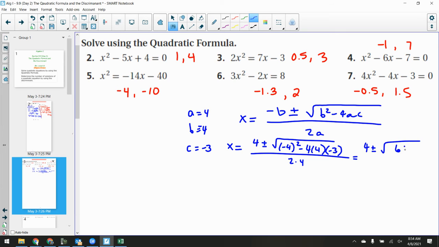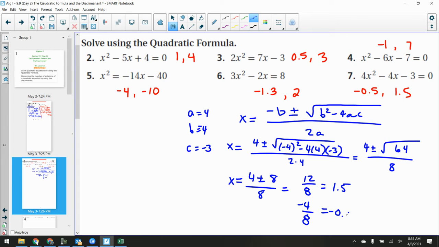64 over 8, which gets us 4 plus or minus 8 over 8. So that's 12 over 8 or negative 4 over 8. That's 4 plus 8, so we get the 12. 4 minus 8, get the negative 4. So 12 over 8 gets us our 1.5. Negative 4 over 8 gets me my negative 0.5. Make sense?